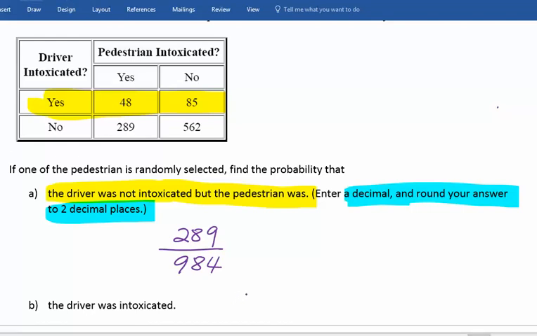And that will be 48 plus 85 out of all 984 cases. And remember to enter a decimal and round your answer to 2 decimal places.